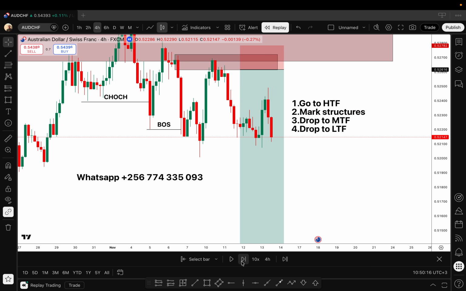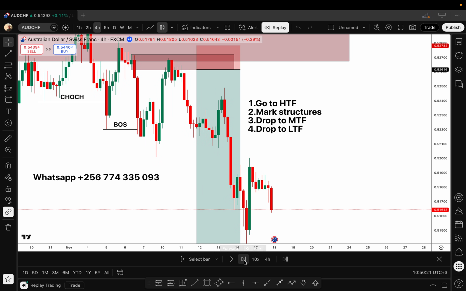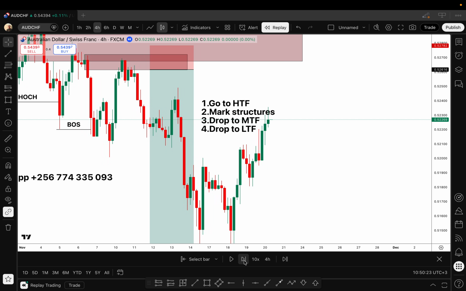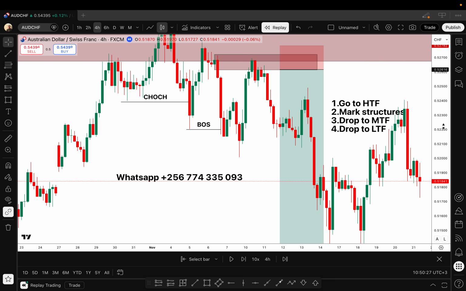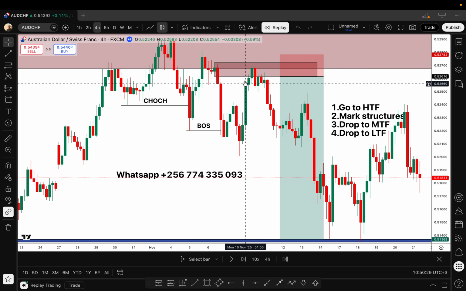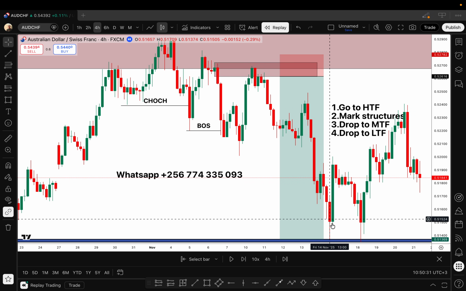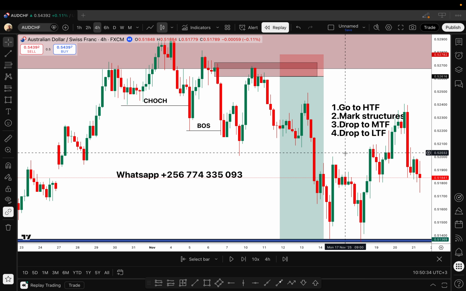I don't know why this one is not working. I think it is the internet. It is slow. Good. The price is going to take you to your take profit. We already hit our TP. So by now you should be out. Yes. Price is going to come into your zone, tap into your zone, and immediately drop into your take profit.